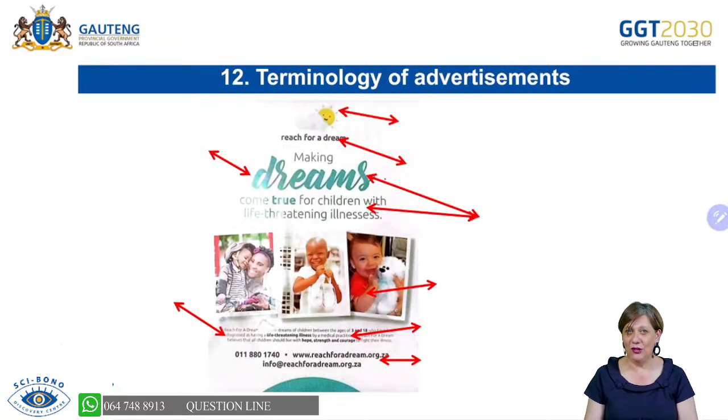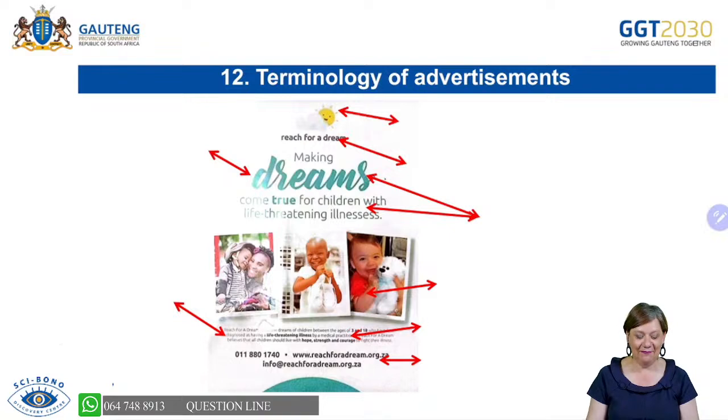It is really important that you are able to understand the terminology that we're going to use in your question paper with regard to advertisements. So on the screen now, you'll see an advertisement and there's a lot of lines there with no words. I wonder if you are able to fill in the words that are missing. Can you? Now let's look at it quickly. It says, reach for a dream, making dreams come true for children with life-threatening illnesses. And then there's a lot of text. Now there's a number and a website, it seems.